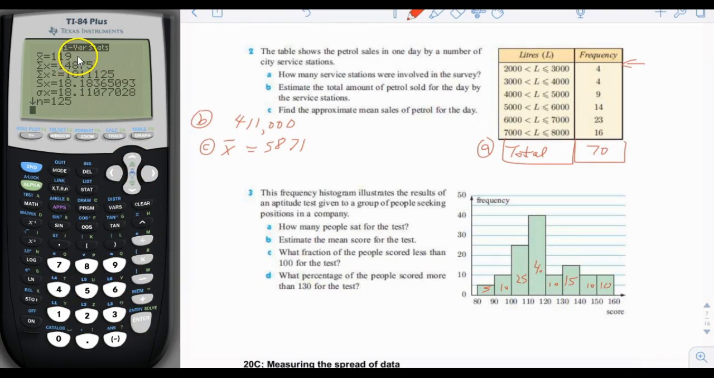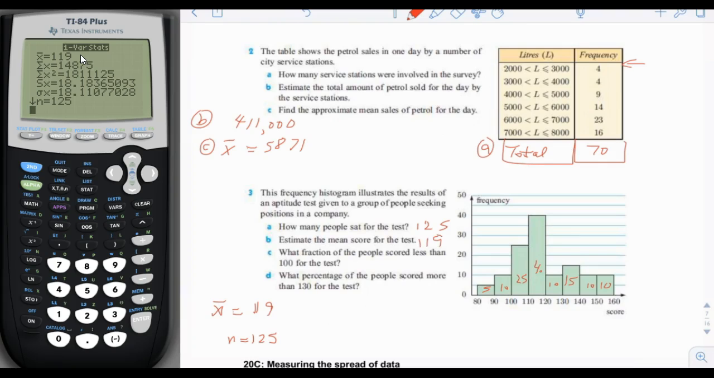And then I'm going to write down some of these important numbers, like, for example, X bar. We usually always need X bar, 119, and N equals 125. Now, the first thing they asked us was how many people sat for the test, and that, of course, is 125. Okay. Estimate the mean score for the test. Okay, that would be 119.